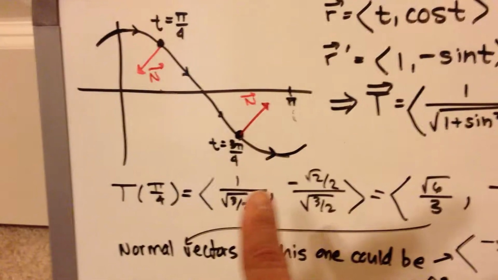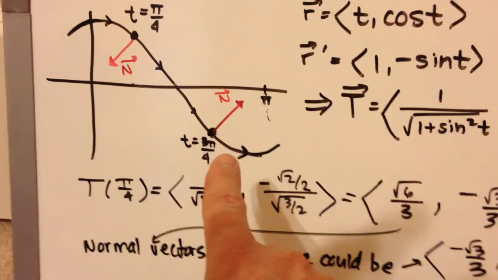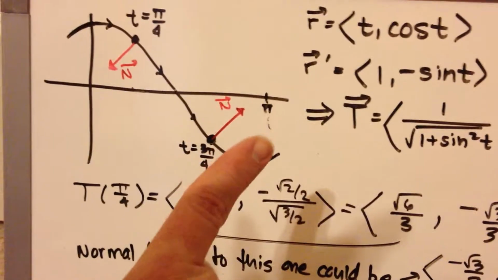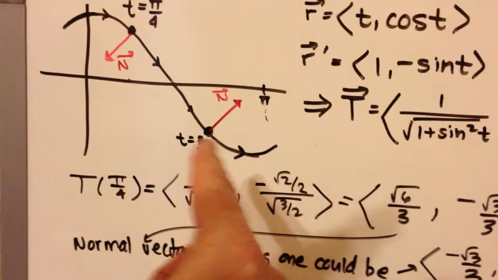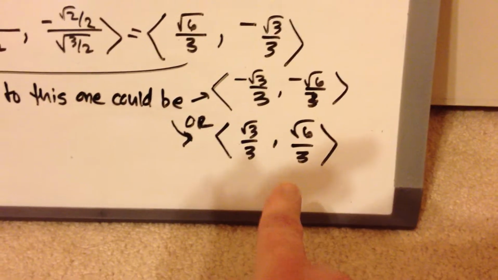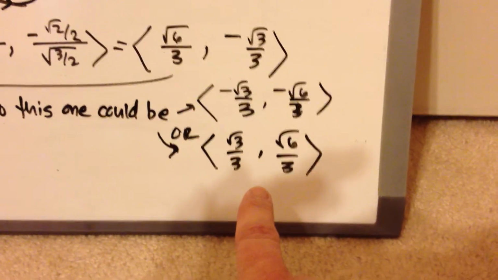And then the unit normal vector that you'd have here at the t equals 3 pi over 4 mark would have to be pointing to the upper right. It had to have a positive i and a positive j component. So that means this has to be the unit normal vector at the 3 pi over 4 mark.